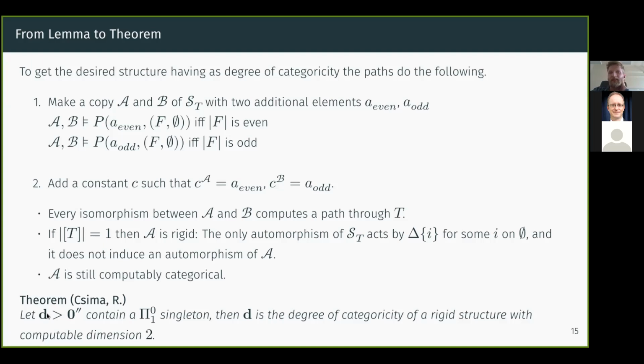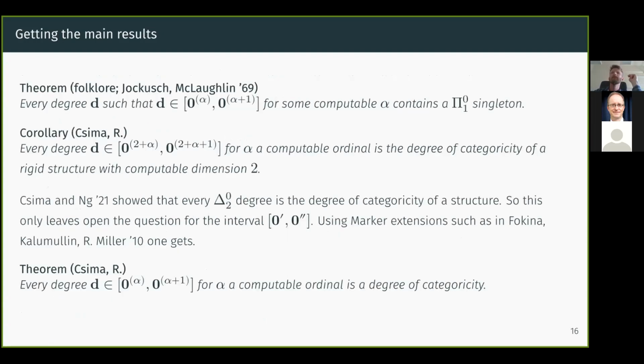So using this, we get the main theorem: if D is a degree above zero double jump and it contains a Pi^0_1 singleton, then D is the degree of categoricity of a rigid structure with computable dimension 2. And looking at which degrees contain Pi^0_1 singletons, we get that in particular every degree in the intervals 0^(2+alpha) and 0^(2+alpha+1) is a degree of categoricity of a rigid structure with computable dimension 2. So basically this confirms the conjecture of Gima and Ang, except that the interval between zero jump and zero double jump is still open.